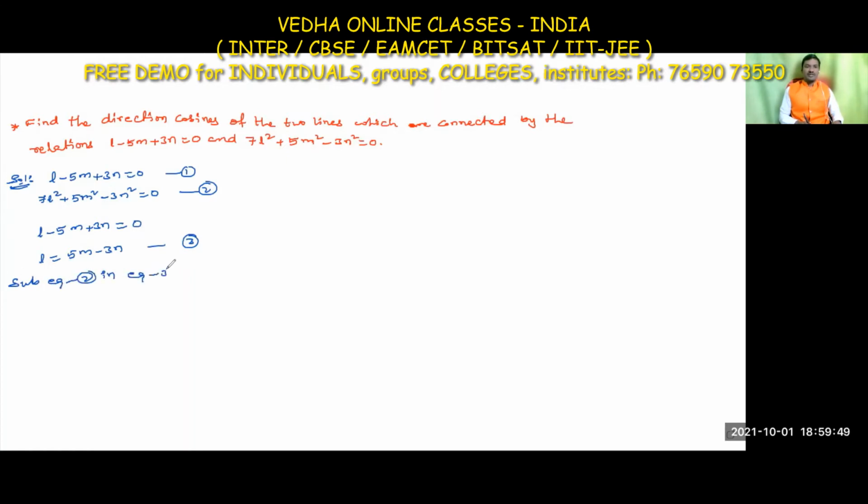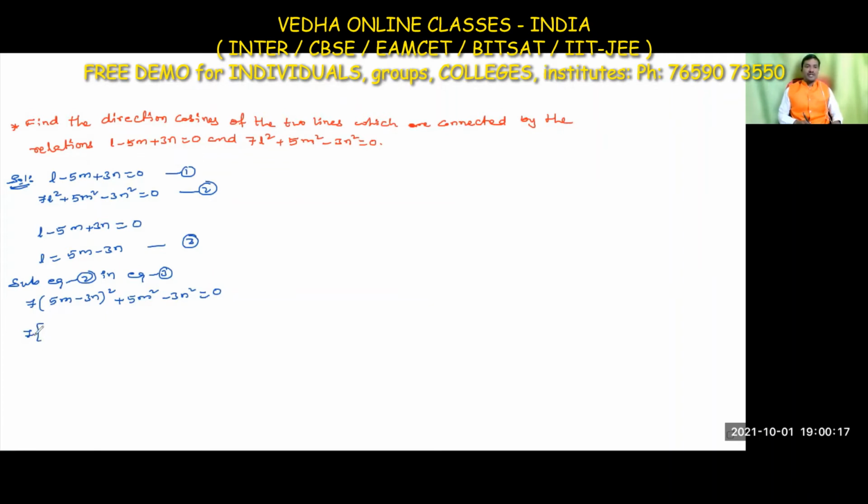So 7 into l square, where l is nothing but 5m minus 3n whole square. After that, 5m square as it is, minus 3n square as it is, equals 0. Just we replace l, that's it. Means l is eliminated.